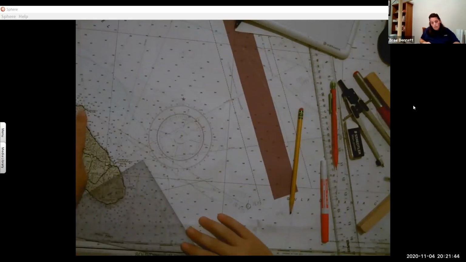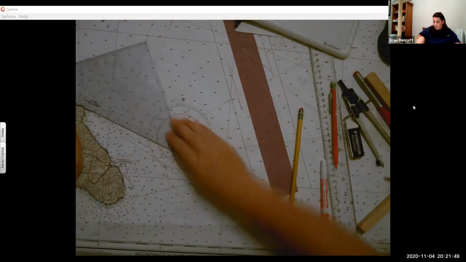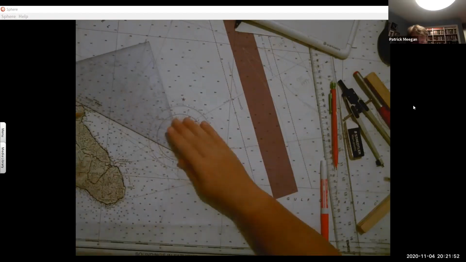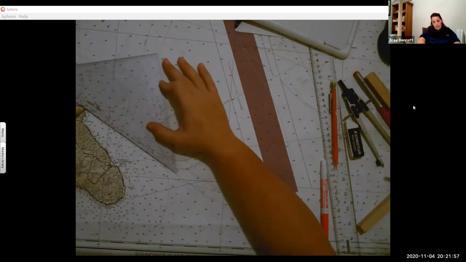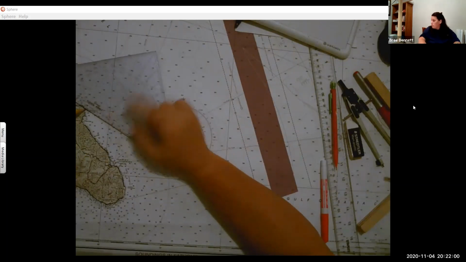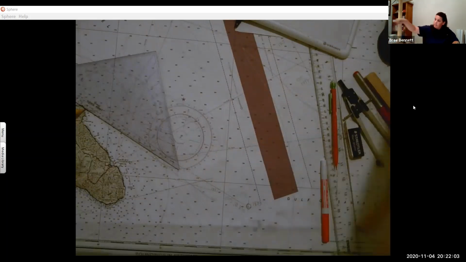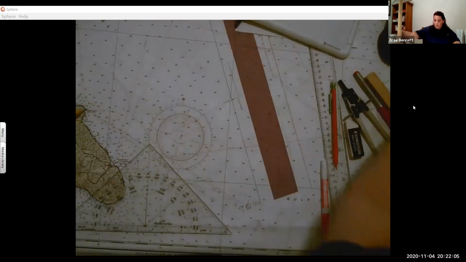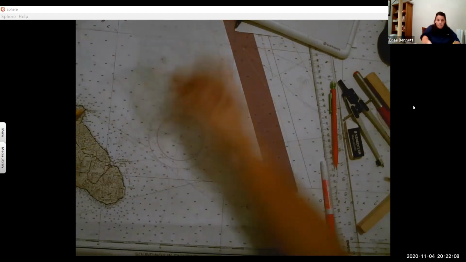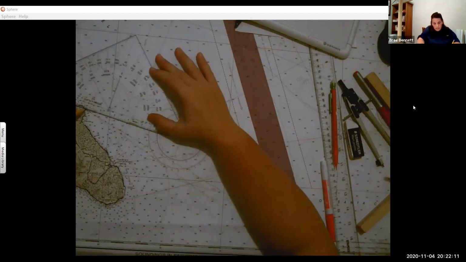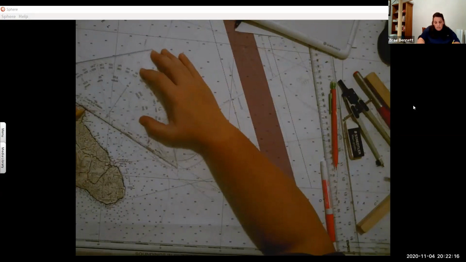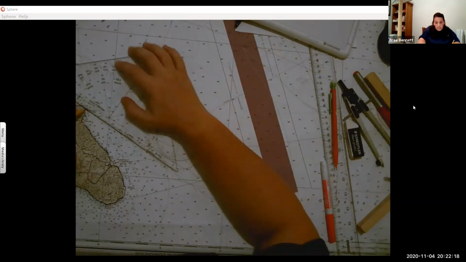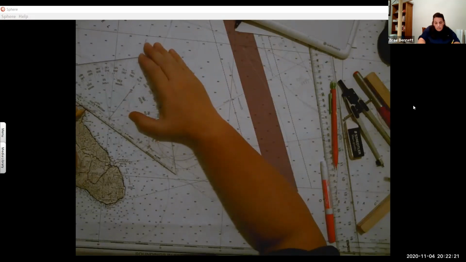So long point was bearing 302. So I put my pencil on long point. And then I'm going to pivot and line up my focal point. Oh, it's easier for you guys. This one's easier to read, isn't it? I think it's a little easier to read. So I put my focal point and then I'm looking for 302. So here's 300, 302.